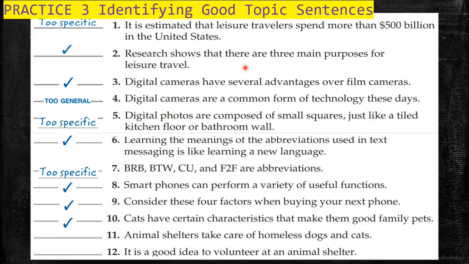Animal shelters take care of homeless dogs and cats. Well, this is too specific in my opinion. It gives just the definition of an animal shelter. It's too general. It is a good idea to volunteer at an animal shelter. It's good. But it can be far better though.